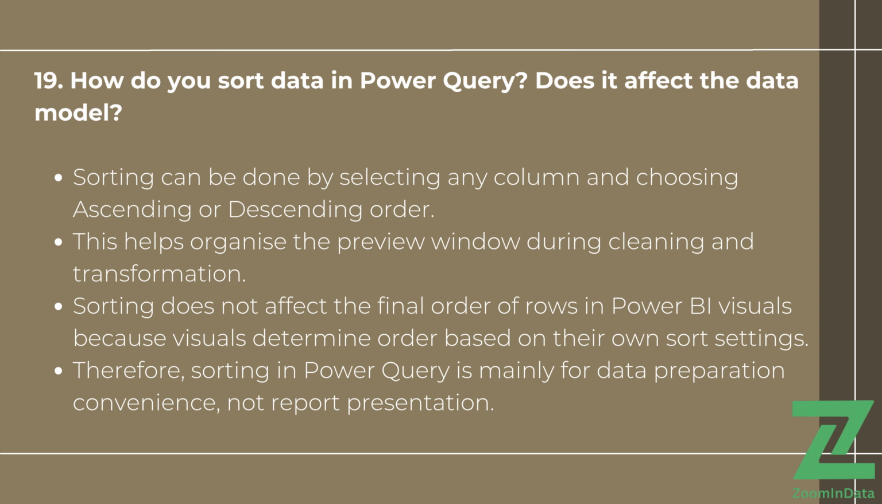19th question. How do you sort data in Power Query? Does it affect the data model? Sorting can be done by selecting any column and choosing ascending or descending order. This helps organize the preview window during cleaning and transformation. Sorting does not affect the final order of rows in Power BI visuals because visuals determine order based on their own sort settings. Therefore, sorting in Power Query is mainly for data preparation convenience, not report presentation.